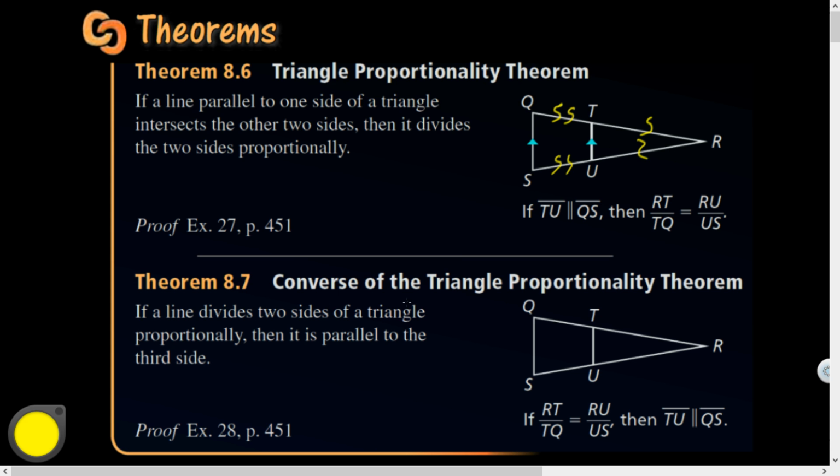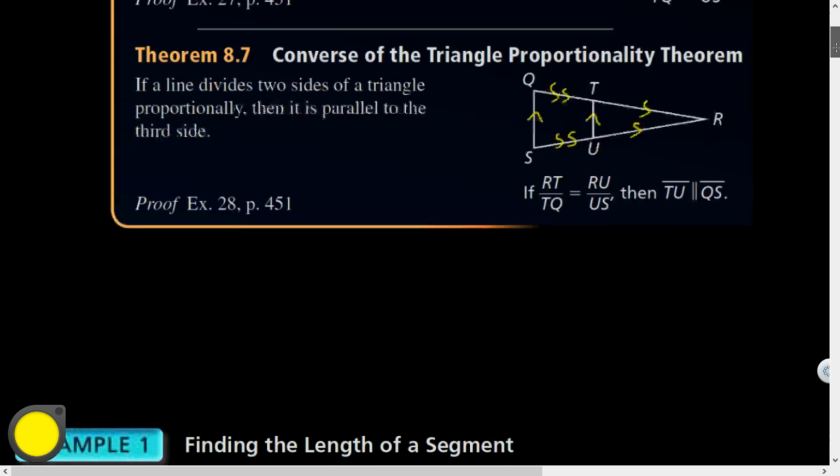And then it turns out the converse of the triangle proportionality theorem also works. If you have a line that divides two sides of a triangle proportionally, so the starting information has just been flipped, then it is parallel. That segment would be parallel to the third side. So those work both forwards and conversely. So there we go. You guys got that.